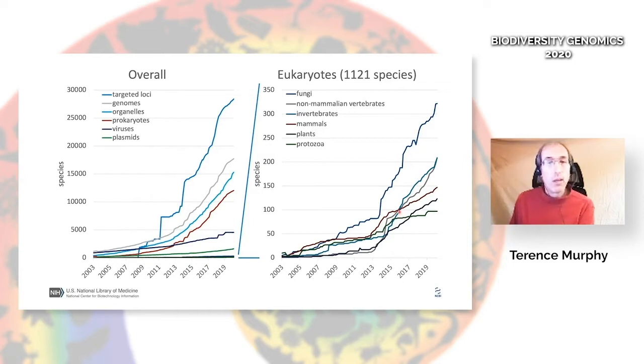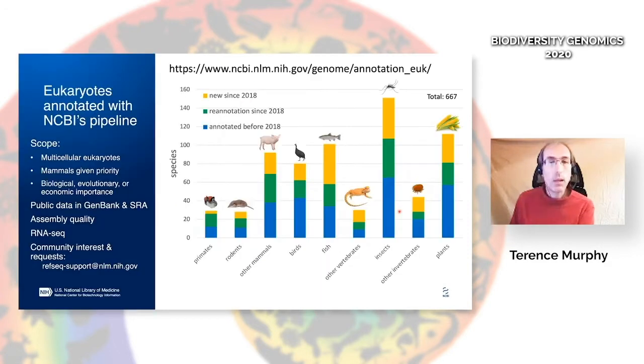Of these, nearly all of the genomes from multicellular eukaryotes are annotated with our in-house pipeline. Over half of those are new annotations or assemblies in the last 3 years across a wide range of species. We can't annotate everything at this point, so we prioritize mammals and species of biological, evolutionary, or economic importance. We prioritize better assemblies and those with community interest. So contact us if you want to get your genome bumped up in our queue.